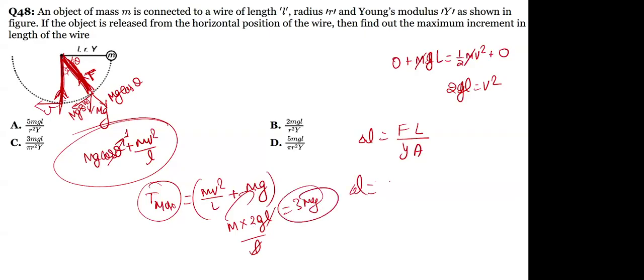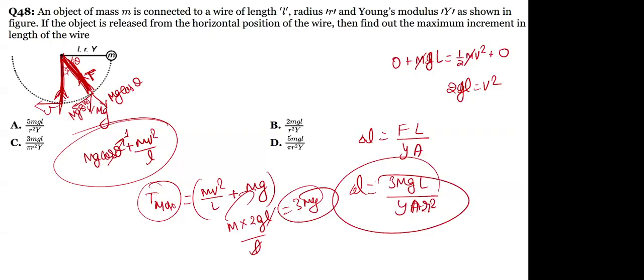So delta L will be 3 mgL upon Y into A. Now A you can write as pi r square. So 3 mgL upon pi r square into Y. So option C is the correct one.